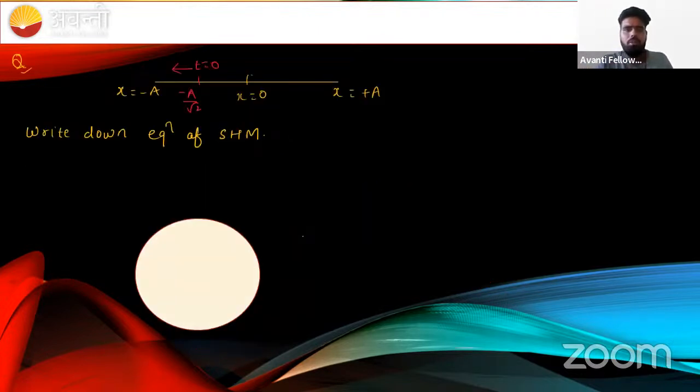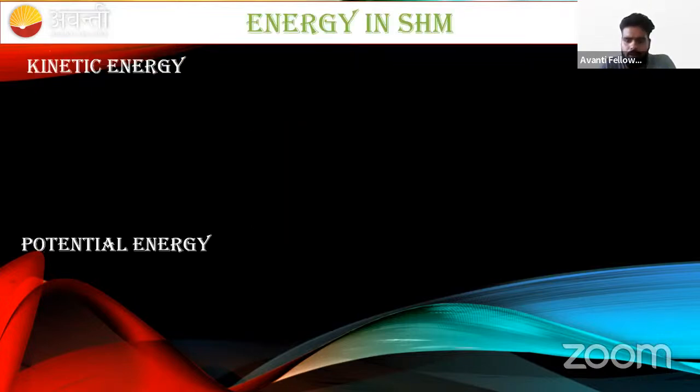Okay beta, let's solve this problem. Can you tell me what is the right answer? Here the particle at t equal to 0 is shown at minus A by root 2. So how can we draw this in uniform circular motion? Just write down this problem, this is a homework problem for you guys. You have to solve it and mention the correct answer in the next class. You can take a screenshot of this problem. Okay, let's move to the next question.